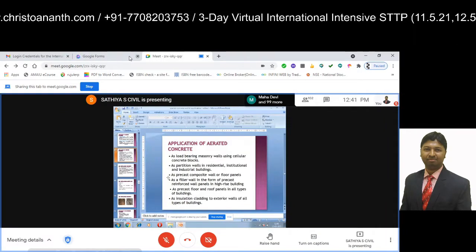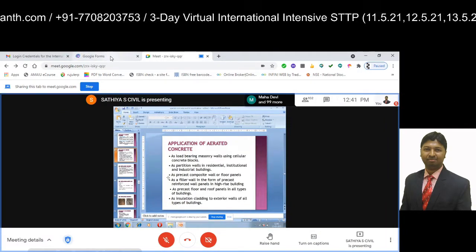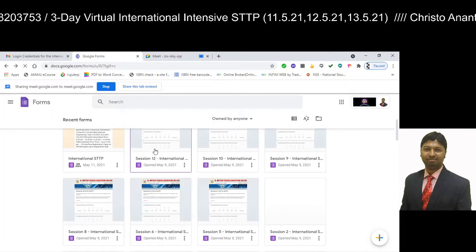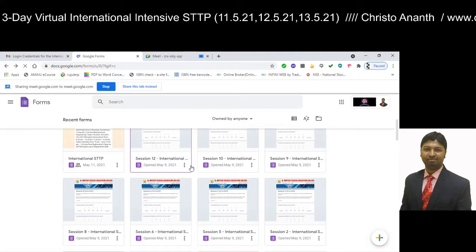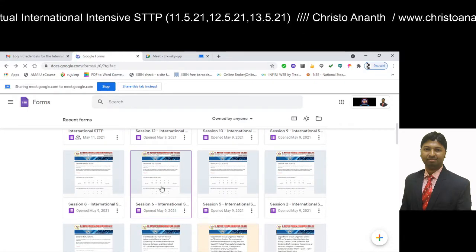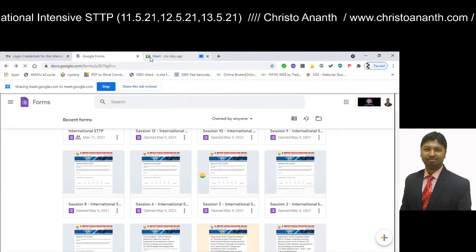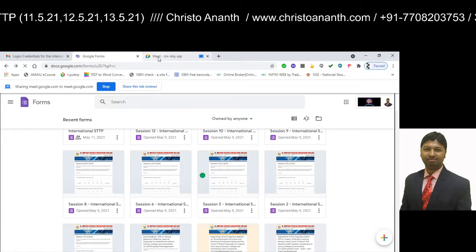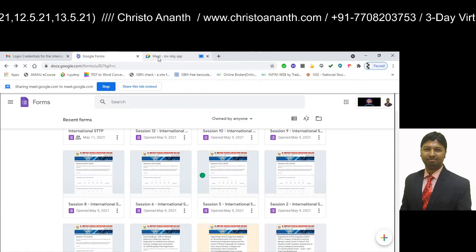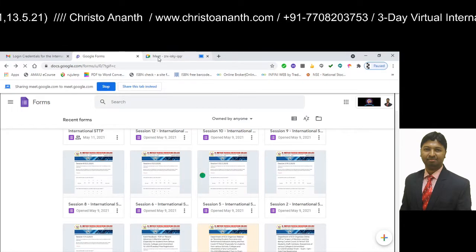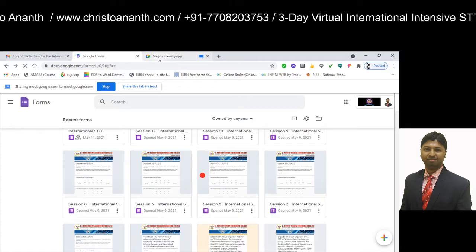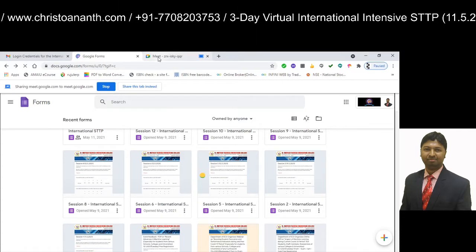Then the aerated concrete may be used as precast composite wall or floor panels, and it can be used as a pillar wall in the form of precast reinforced wall panels in high-rise buildings. Then as precast floor and roof panels in all types of buildings. Then it can be used as insulation cladding in exterior walls of all types of buildings.